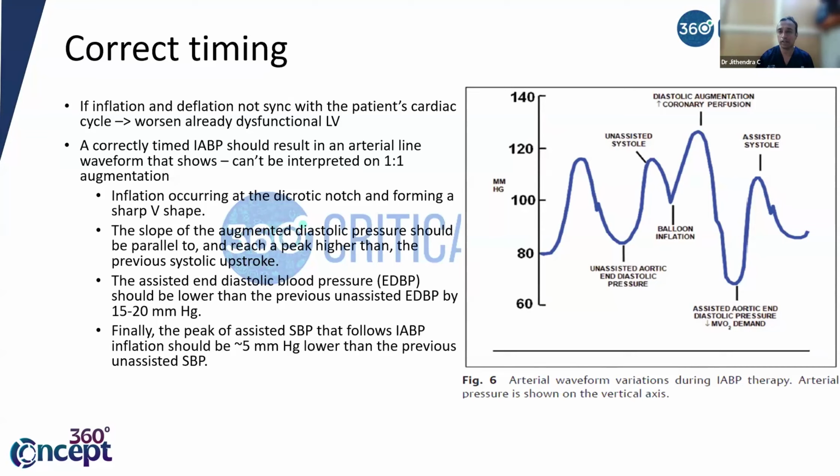I told you where the inflation should happen. This is the arterial trace. The inflation should happen at the dicrotic notch. You'll see a sharp V there, which means that the augmentation is absolutely fine. After that, you'll reach the diastolic augmentation, that is the peak. That will be much higher than your previous unassisted systole. This is your unassisted systole, this is also unassisted systole. So your diastolic augmentation will be more than your unassisted systole. What is the help of that? That is what is improving your coronary perfusion. After that, you see the balloon gets deflated and you see that the pressure is not falling straight down.